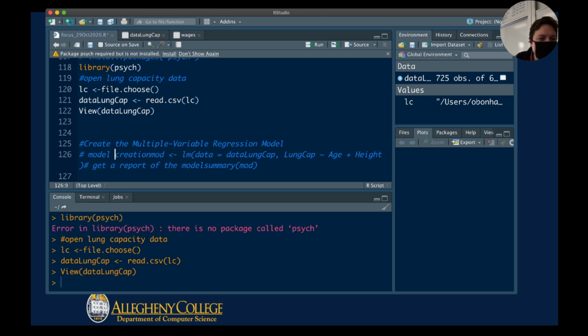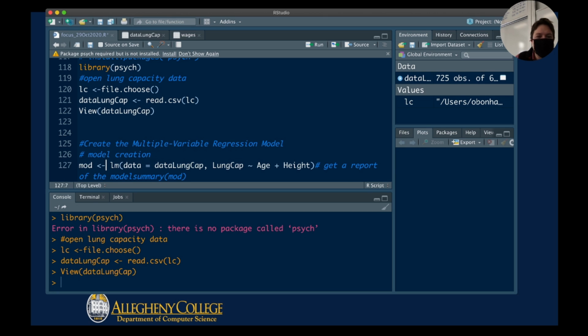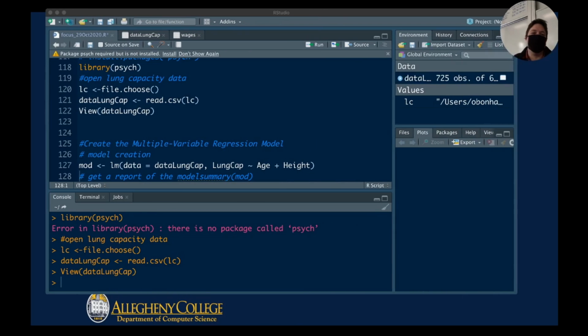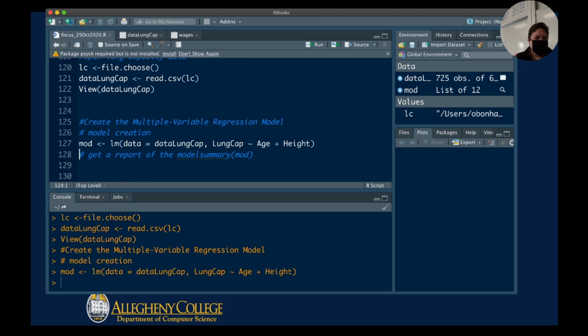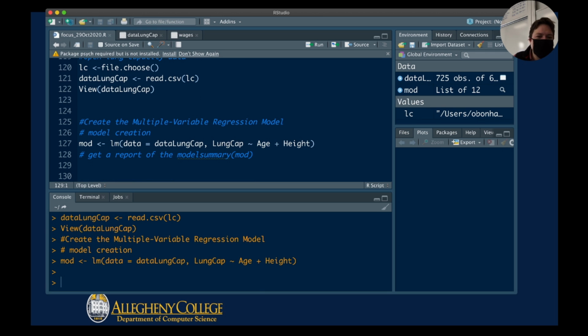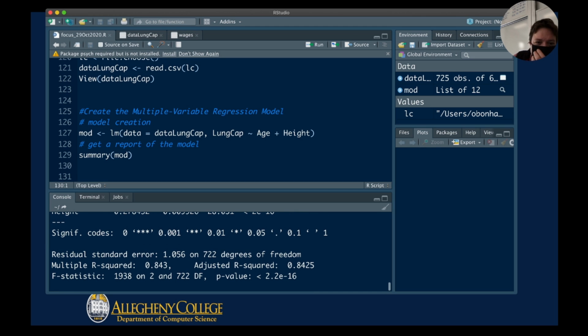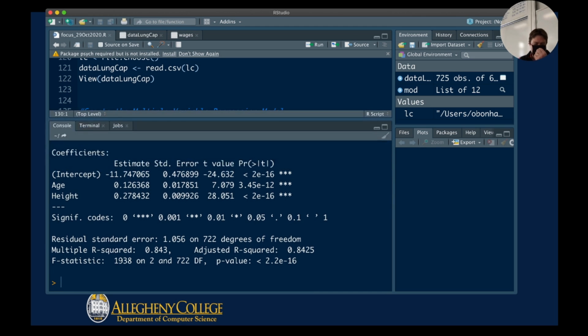Model creation. Let's call it mod, I think. And then I'm going to have a reports. And I'm just going to make sure that this is actually, let me just go back and see. Yep, okay, so this is good. Running this, I've run my mod, and then I have the summary here. I can run a summary, and let's just take a moment here and look at the summary.